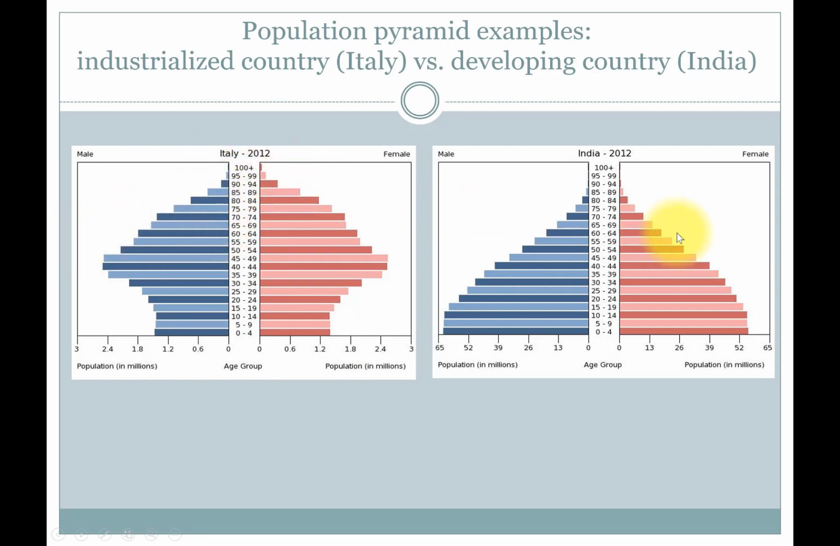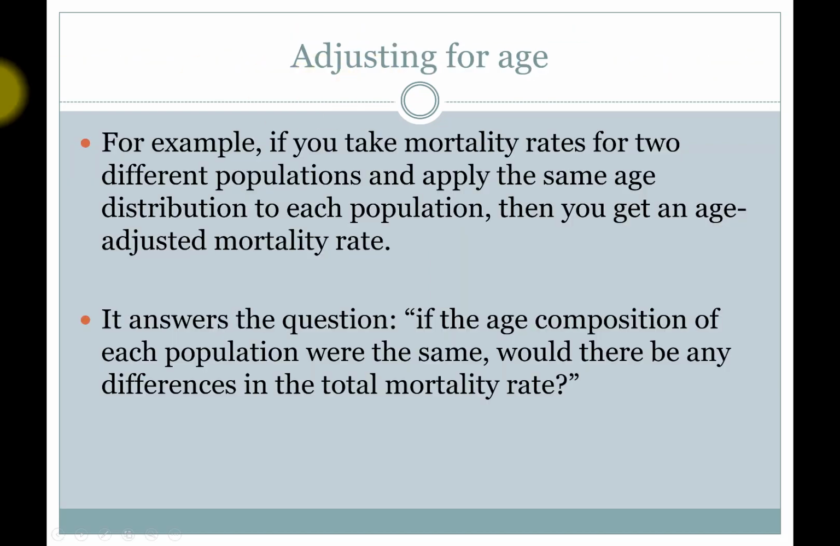Now, I want you to keep this in mind as we move forward and discuss a specific problem about age adjustment. The idea behind age adjustment is to make two populations comparable by applying the same age distribution to each population. We saw in the pyramids on the previous slide that they looked very different. The age distribution between the two countries was very different. So essentially, we cannot compare two things that are not similar.